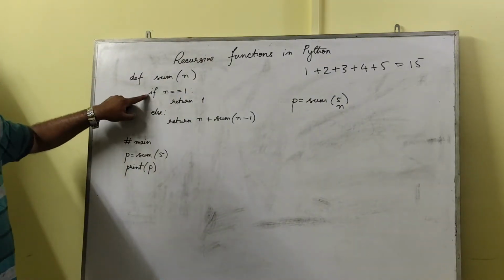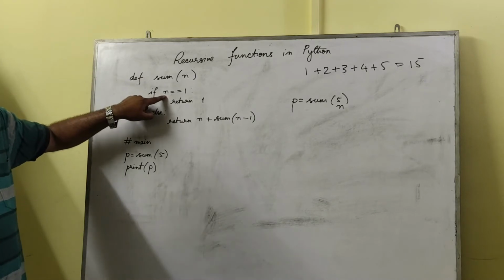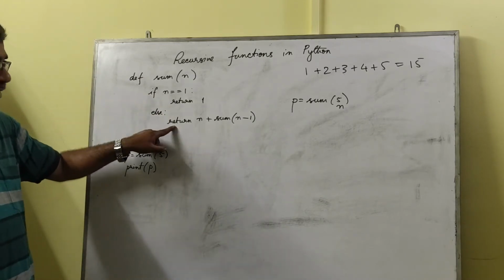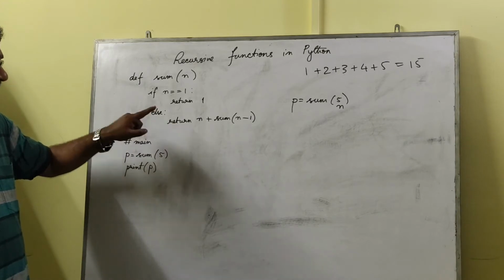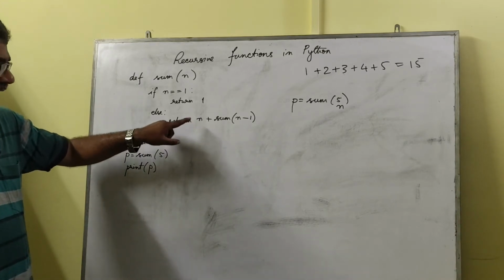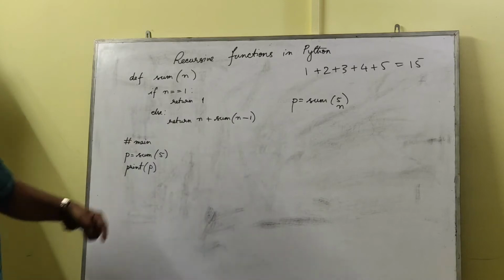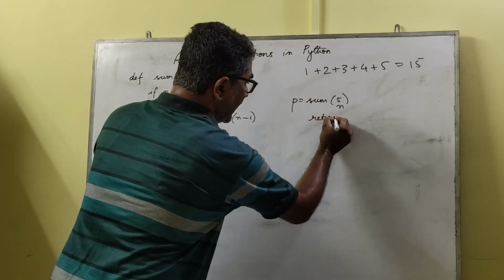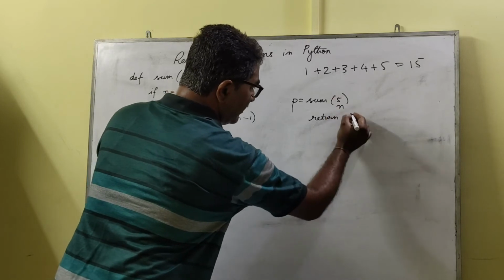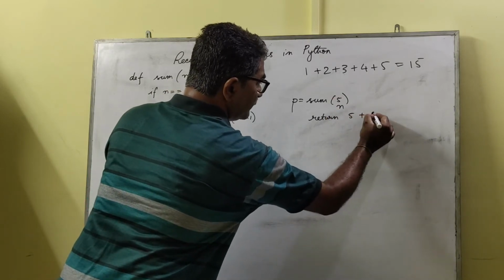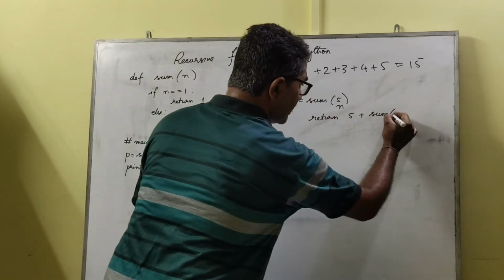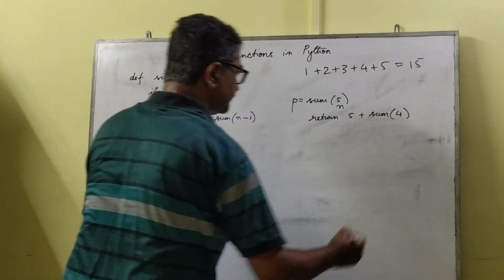Now it's written out here, if n equal to 1, obviously n is not 1, so it directly jumps to the else part, and in the else part what is written out here? Return n plus sum n minus 1. So it's going to return n, in our case n is 5, plus sum n minus 1, that is 5 minus 1, that happens to be 4.